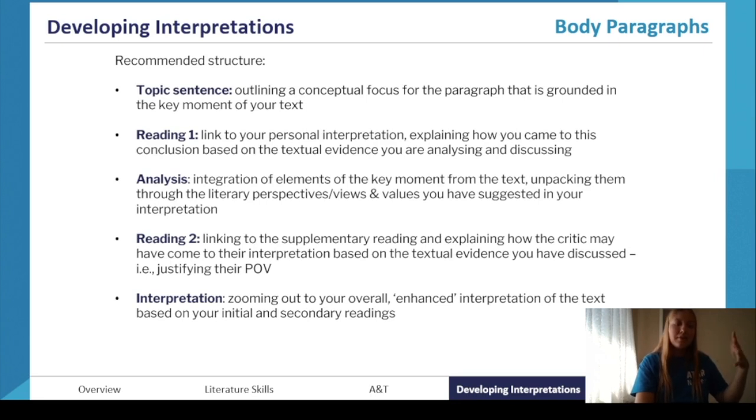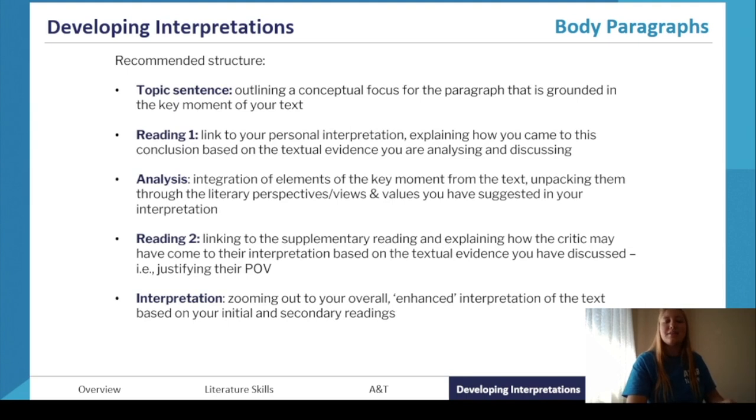Even if we don't agree with it, we are acknowledging it as an alternate viewpoint, as we mentioned a little bit earlier about alternate viewpoints. Could you take some other evidence from the key moment in the passage to talk about that supplementary reading's interpretation? Yes, you could. Absolutely.